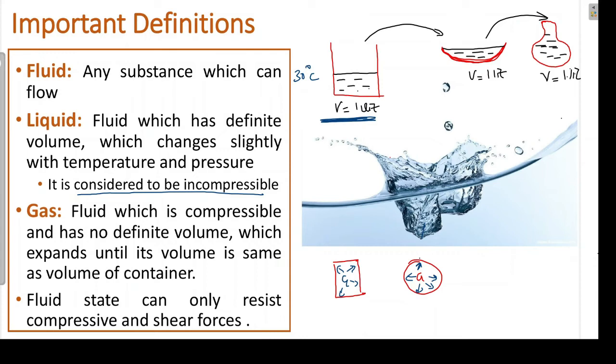Another property with respect to the fluid state is that they can resist only two types of forces. One is compressive force and the other is the shear force. They do not take care of the tensile forces, like in the case of solids. In solids we can apply compressive force, we can apply tensile force, and we can apply shear force also. So some kind of resistance will be shown by the solid body when these kinds of forces are applied. But we cannot apply the tensile force for the fluids, because if we apply the tensile force, no resistance will be offered from the fluid. So this point has been written over here, that the fluid state can resist only two types of forces, it cannot resist the tensile force.